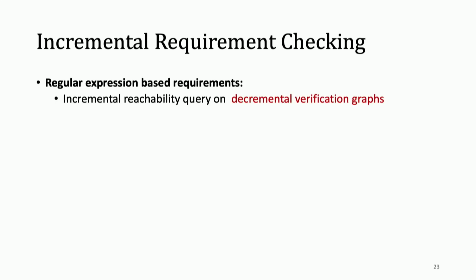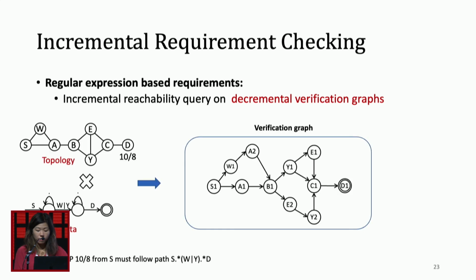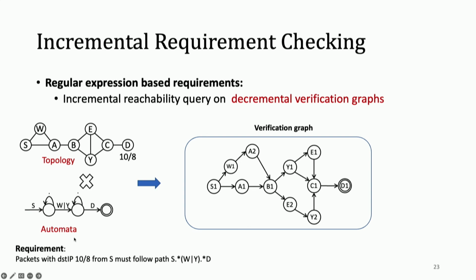And how do we use this to actually check the requirement? The key idea is that we also use regular expressions, like many other papers, to check requirements such as reachability, loop, and waypoint. Our incremental reachability query is performed on a decremental verification graph. So in this example, suppose we want to check that for a particular destination 10/8, S must follow this specific path, either go through W or Y, and then end at D.